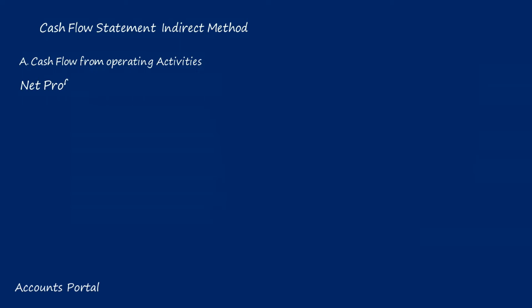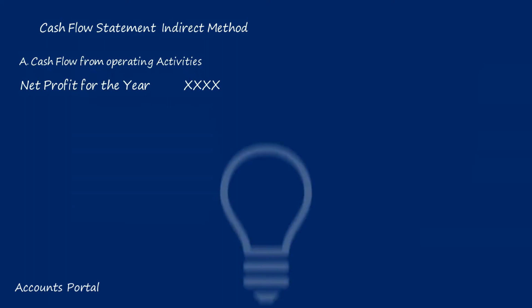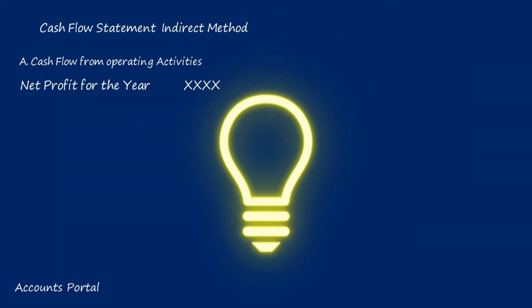We need the business net profit or net loss, which we can find in the income statement or profit and loss account. This method is focused on starting with a profit. We take net profit for the year as cash inflow. We show it as a positive item.